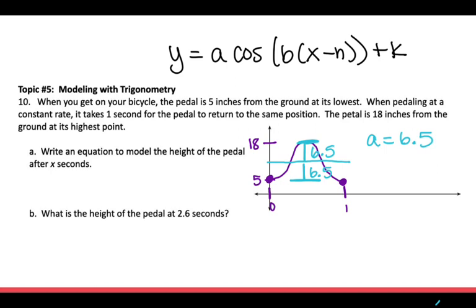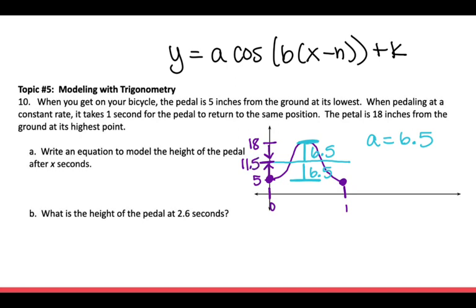And then to be able to figure out exactly where this midline is, because that's going to be your K, I can either take 5 plus 6.5. So I can take my 5, move it up 6.5, or I can take 18 and subtract 6.5 since I want to move it down. But either way, you're going to end up at 11.5 for your midline.